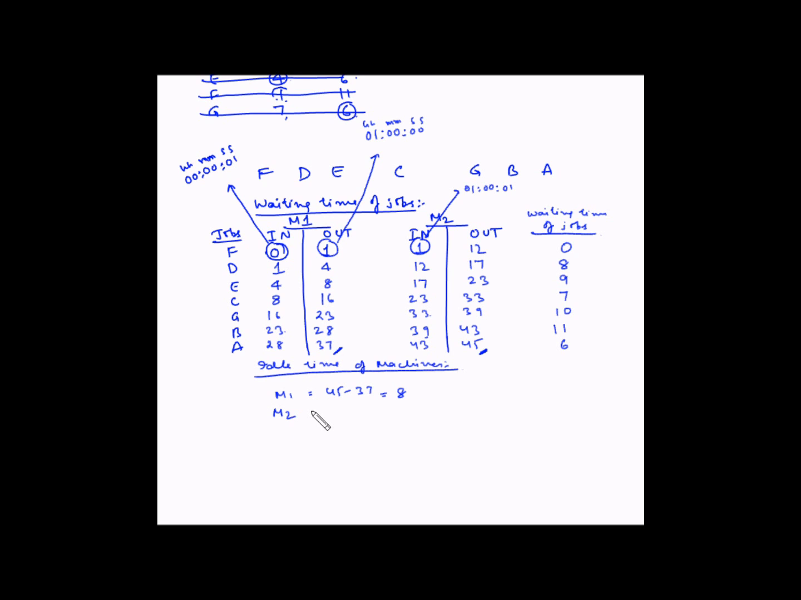Now machine M2 is idle in the beginning when the job F is being processed on machine M1, and because we have the constraint that each of the jobs has to be first processed on M1 and then it will be processed on M2, so we have an idle time of 0 to 1 for machine M2. So the idle time of machine M2 is equal to 1 minus 0 equals 1.